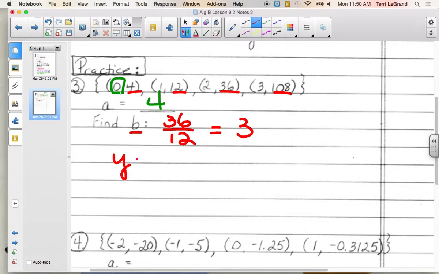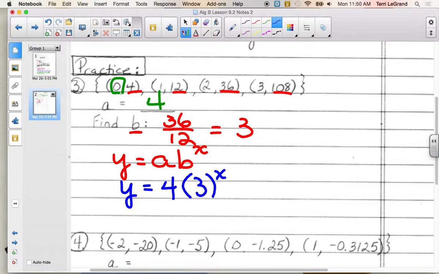So now let's write down the model. Here's our model. And we're going to sub into our model. The y and the x stay there. We want y and x in there because this model should represent any ordered pair from this exponential function. 4 goes in for a, 3 goes in for b. There's our model.